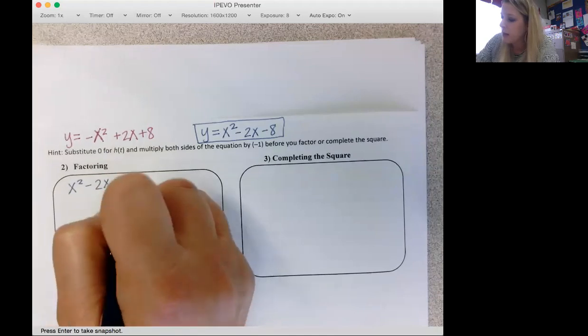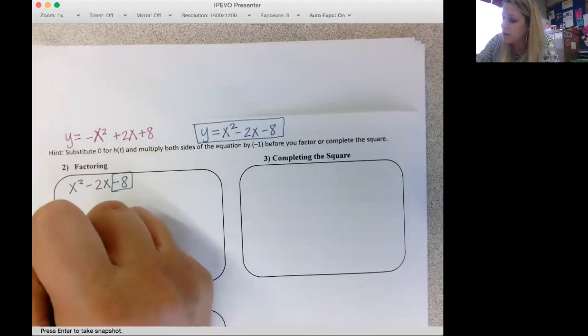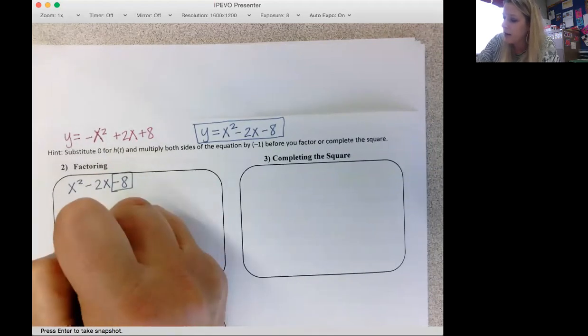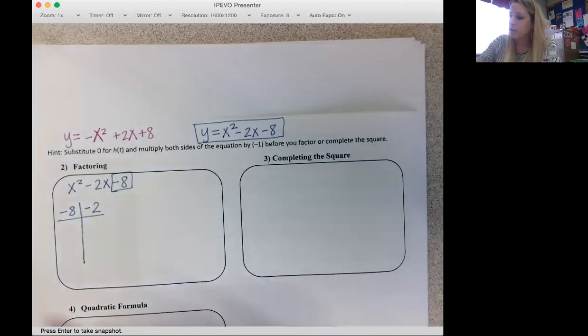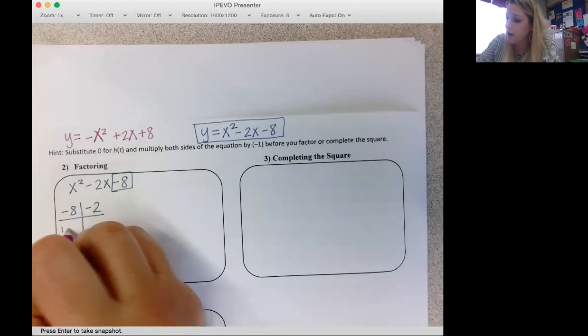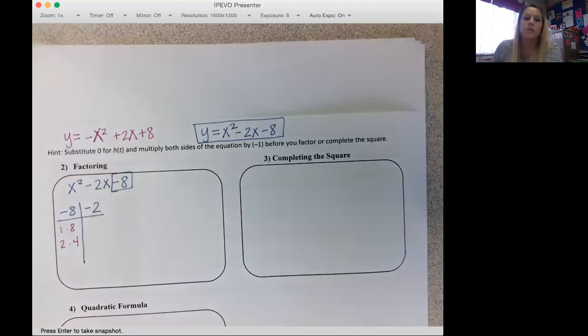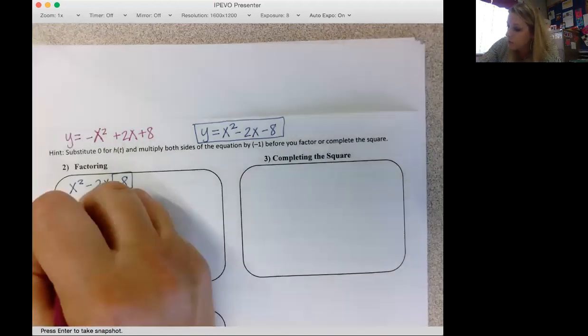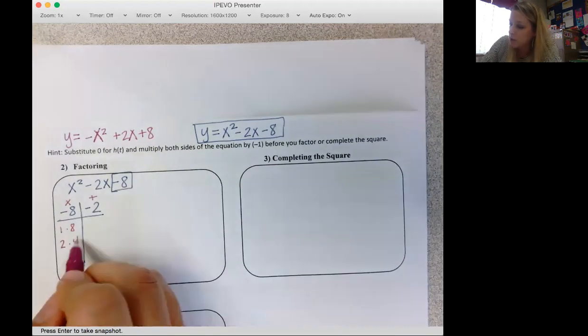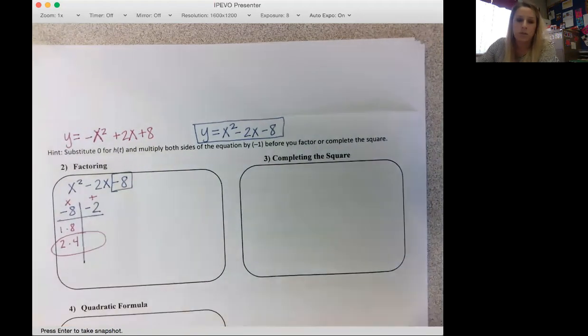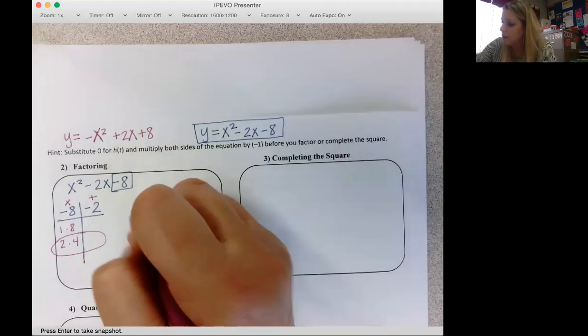So remember, we're trying to find two numbers that multiply together to get -8, and at the same time add together to get -2. So my factors of 8 are 1 and 8, and 2 and 4. That's all I got. So I have to figure out what two numbers are going to multiply together to get -8, but at the same time add together to get -2. So I'm assuming you guys figured it out. It's 2 and 4.